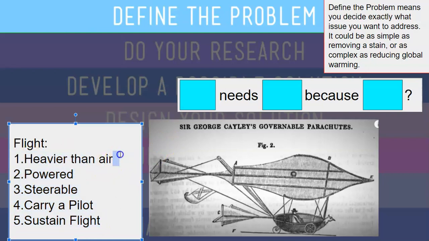Now, individually, different inventors had built things that solved one or more of these, but not something that had solved all 5. And if you want to see more about this, there's a slide at the end of this slideshow with a video by a very talented person who discusses how the Wright brothers solved these 5 problems. All right, but back to the engineering design process.